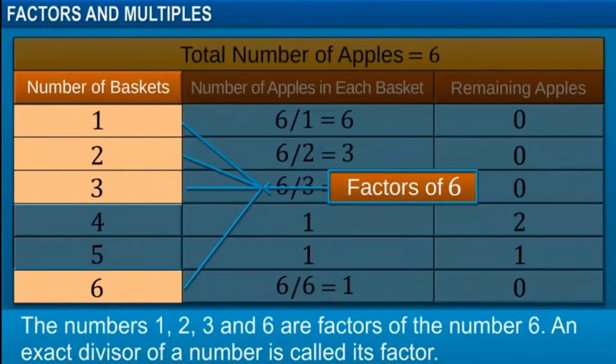In the same way, 6 can be totally divided by 3. In the same way, 6 can be totally divided by 6 itself. So if we have the number 6, the numbers that can totally divide it are 1, 2, 3 and 6. These numbers are called the factors of the number 6. The factors of 6 are 1, 2, 3 and 6. That is, the exact divisor of a number is called its factor.